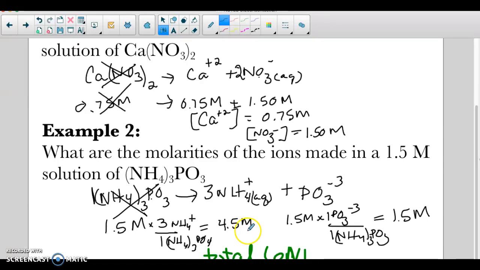And then there's times where I might ask you, like, what is the total molarity of ions? You would then add these. You would ignore that beginning molarity, and it would just be the 4.5 that you get here plus the 1.5, which would be 6.